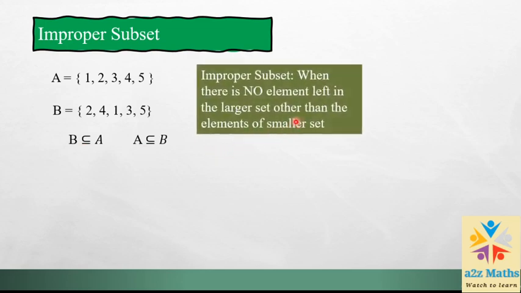So for an improper subset, there is no element left in the larger set other than the elements of the smaller set. There is no extra element present.